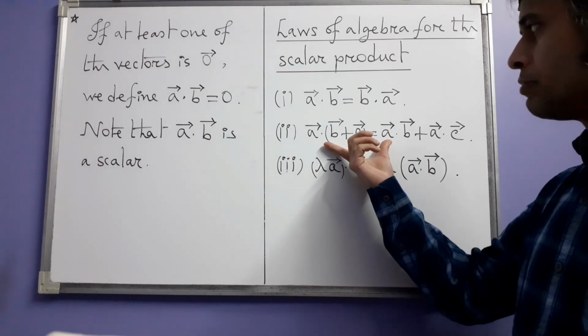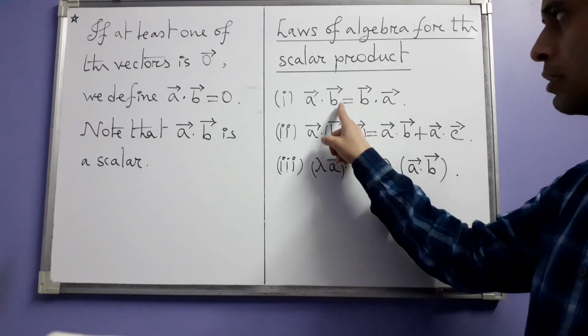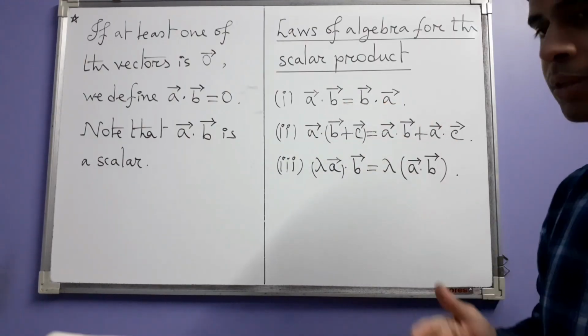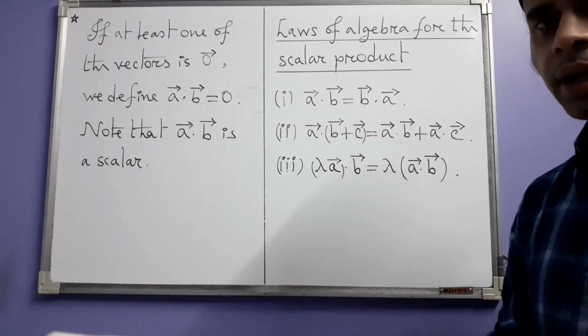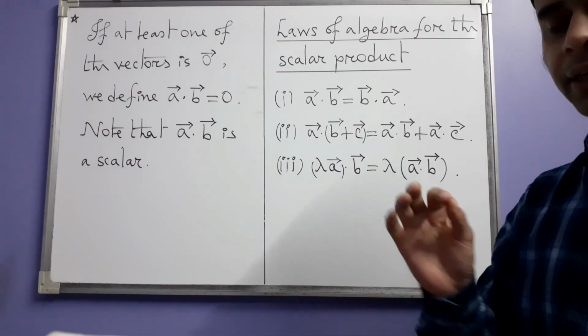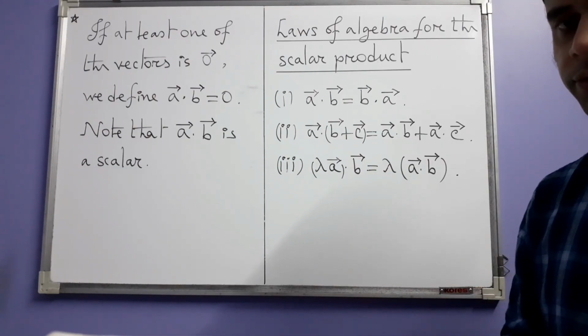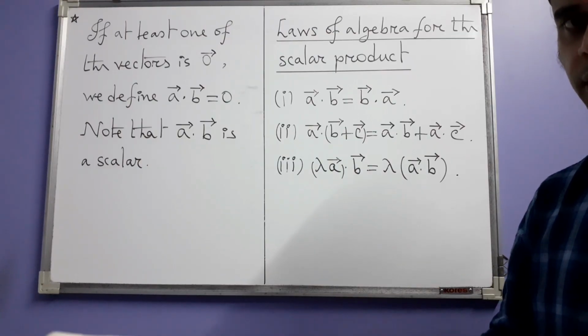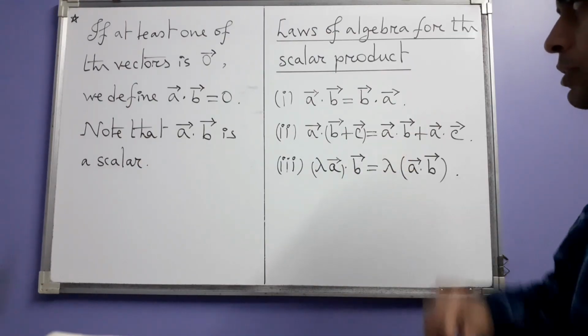You then also have this distributive law. This one can be called commutativity, of course. You can describe it by saying that the scalar product is commutative, just like ordinary multiplication of real numbers is commutative: 2 times 3 is the same as 3 times 2, both equal 6. Just like that we have this.